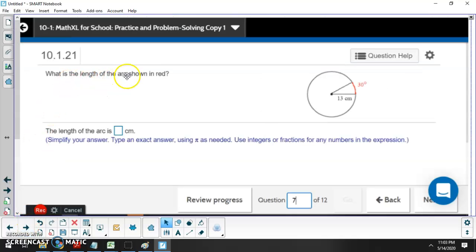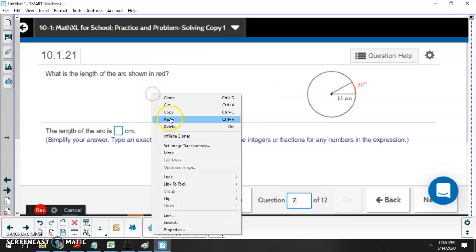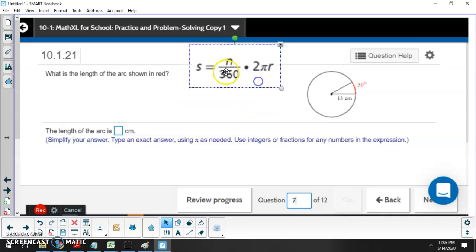What is the length of the arc shown in red? So this one is arc length. If you don't remember how to find arc length, you go back and look at the sheet, and it's a fraction of the circumference. Oh, look, here is the arc length formula if I'm given degrees. So you use this formula. N is representing how many degrees that arc is taking up, and R is representing the radius, which is, in this case, 13. So we just substitute into this formula.